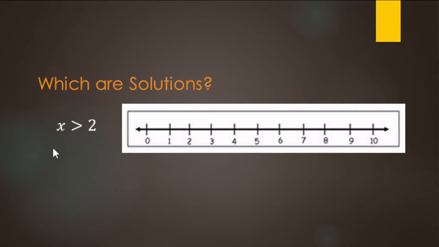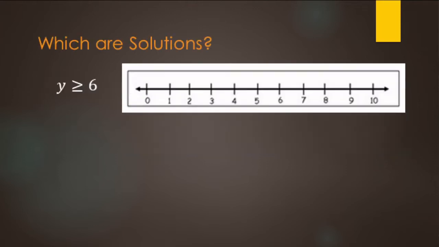What about X is greater than 2? So here's our number line here. Is 0 greater than 2? Nope. 1 greater than 2? Nope. Is 2 greater than 2? Actually, 2 is not greater than 2. 3 is, 4 is, 5 is greater than 2. In fact, any of these numbers to the right of 2 are greater than 2, but it doesn't include 2. It can include 2.01, 2.001, but as soon as you hit 2, not going to be a solution.